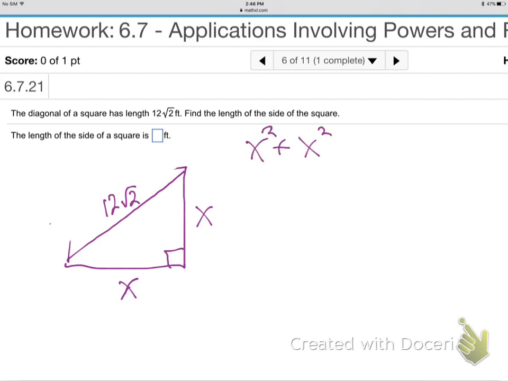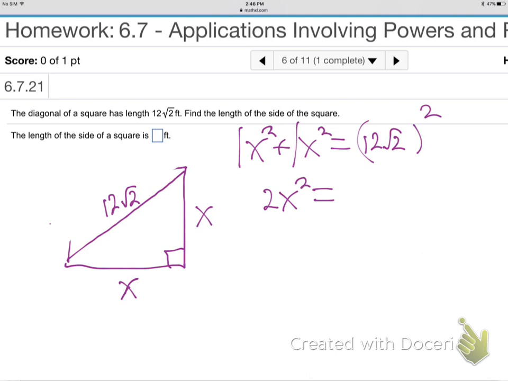x squared plus x squared is 12 root 2 squared. Does that make sense? Because the diagonal in a square makes a right triangle, doesn't it? Can we solve that thing? What's x squared plus x squared? Not x to the fourth, 2x squared. If we were multiplying them, it'd be x to the fourth. But it's 1x squared and 1x squared is 2x squared, right? When you're adding them, you add like terms, add the invisible ones in the front.